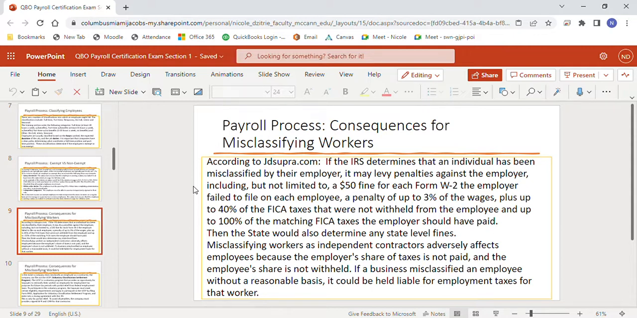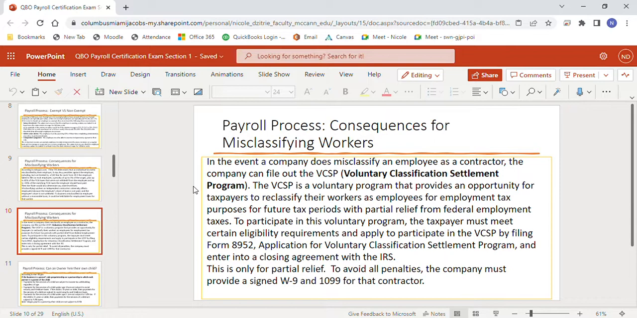Misclassifying workers as independent contractors adversely affects employees because the employee's share of taxes is not paid and the employee's share is not withheld. If a business misclassifies an employee without a reasonable basis, it could be held liable for employment taxes for that worker. In the event a company does misclassify an employee as a contractor, the company can file a VCSP, which is a Voluntary Classification Settlement Program application. And when they fill that out, they might be able to be pardoned for some.